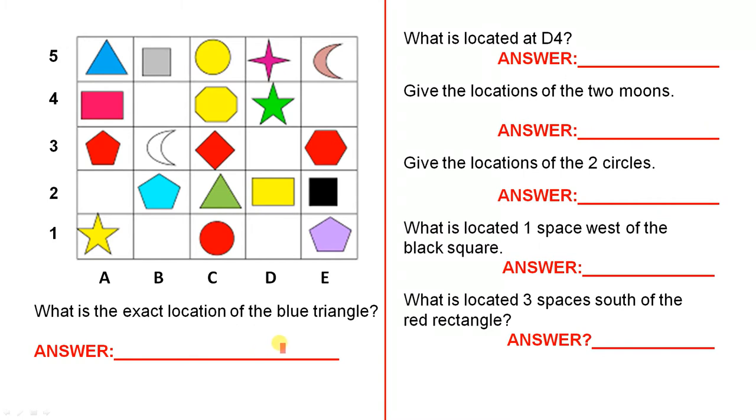What is the exact location of the blue triangle? So this triangle here, what is the exact location of that? What is located at D4? Give the locations of the 2 moons, it doesn't matter what order. Give the locations of the 2 circles, it doesn't matter what order. What is located one space west of the black square? And what is located 3 spaces south of the red rectangle?